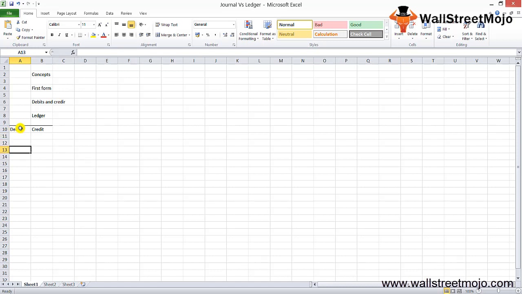So we can say that the ledger is basically the extension of the journal, which is the first form. But since we create the trial balance, the income statement, and the balance sheet from looking at the ledger, the ledger is also very important. Now, there are differences between the journal and the ledger. Let's have a look at them one by one with the help of the infographics.